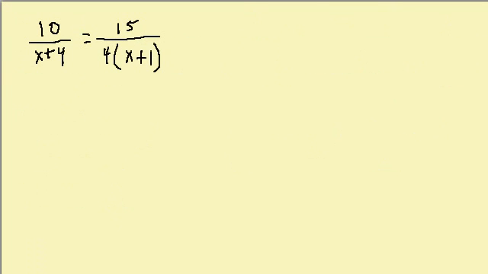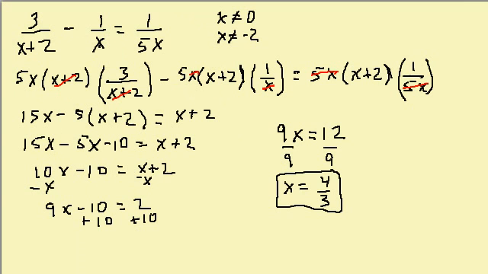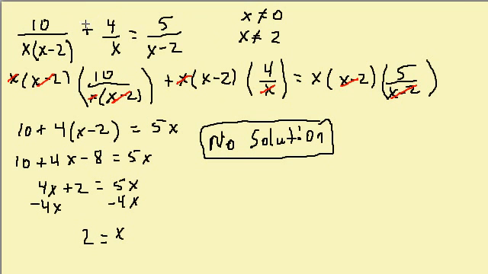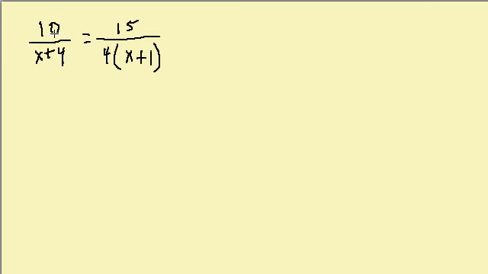Alright, let's take a look at one more. Notice this one is different than the ones we've been working. See, here we have 2 terms, and here we have 1 term. We have 2 terms on one side, 1 term on the other. Same thing here, and here. But here I have 1 term equals 1 term. This is a proportion. So to solve this, I can just cross multiply.